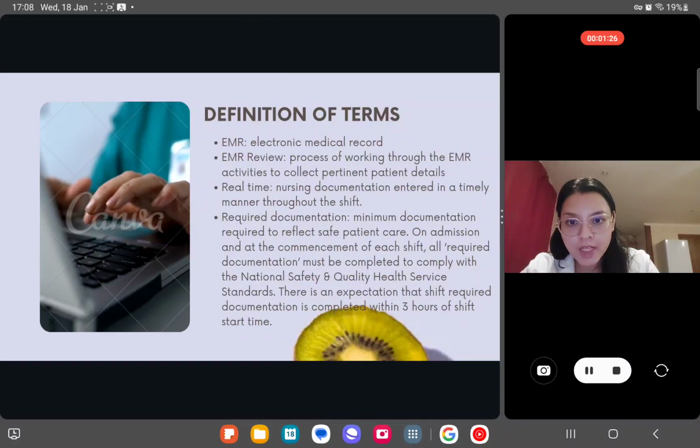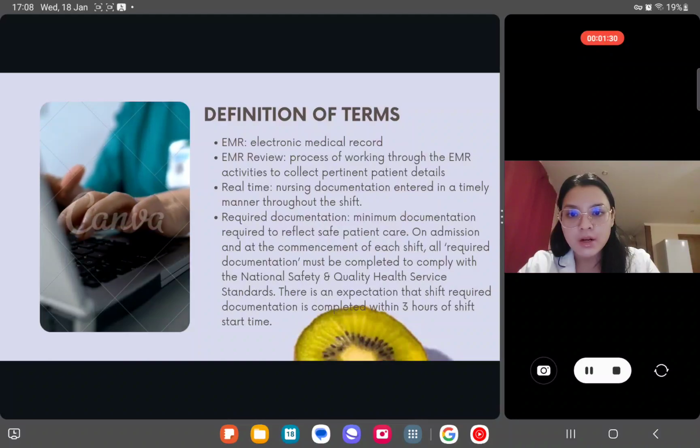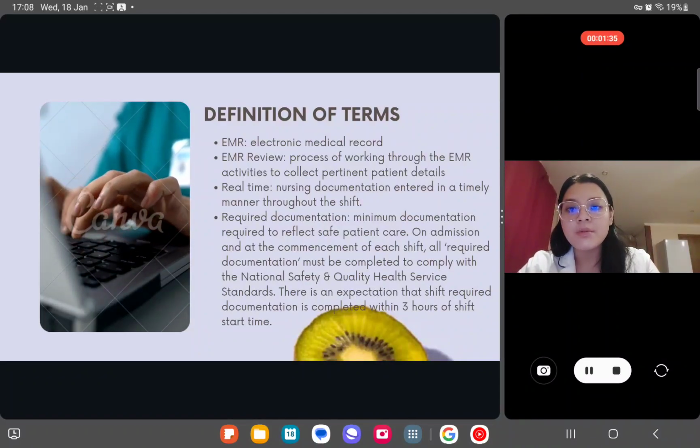So we might find these terms in nursing documentation. Firstly, it's EMR, which means electronic medical record. Next is EMR review, which is the process of working through the EMR activities to collect pertinent patient details. Other than that, there's real time, which means nursing documentation entered in a timely manner throughout the shift. And lastly, required documentation, minimum documentation that is required to reflect safe patient care.